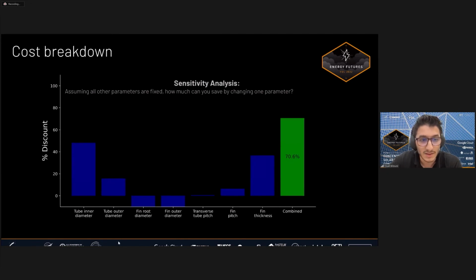Right? And here's a quick sensitivity analysis for how each parameter affects the cost. The way to think about this is that assuming all the other parameters are fixed, moving one parameter to its optimal value can give a reasonable discount. It's also possible it would actually increase the price. This highlights the fact that the cost landscape is highly nonlinear, and one really has to optimize over all these parameters jointly to get this combined 70% discount. And now I'll pass it over to Bernd to tell you about the future of solar.